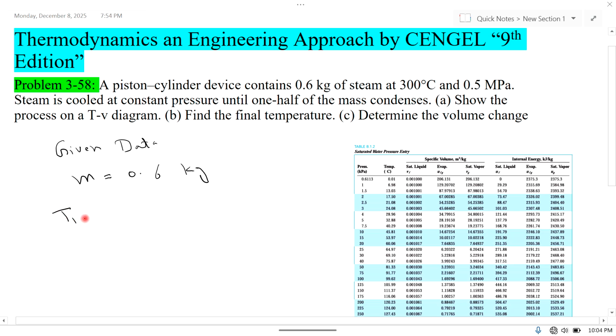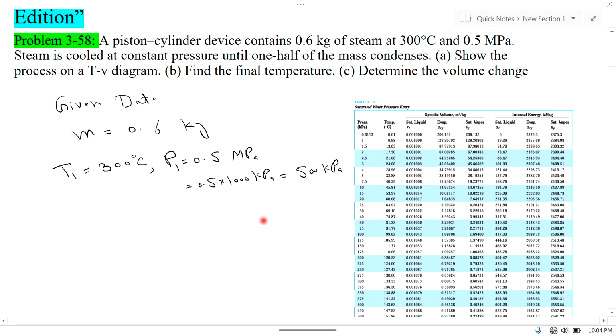Temperature T1 is equal to 300 degrees centigrade and P1 is equal to 0.5 megapascal, which is equal to 0.5 multiplied by 1000 kilopascal, which is equal to 500 kilopascal. Steam is cooled at constant pressure until one half of the mass condenses.